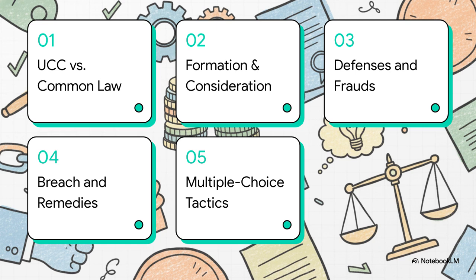Here is the game plan. We are tackling 5 core areas. 1, UCC versus common law. 2, formation and consideration. 3, defenses and frauds. 4, breach and remedies. And 5, mastering multiple choice questions. Take a deep breath. We've organized this beast of a subject to lower your cognitive load and give you the exact decision trees you need.